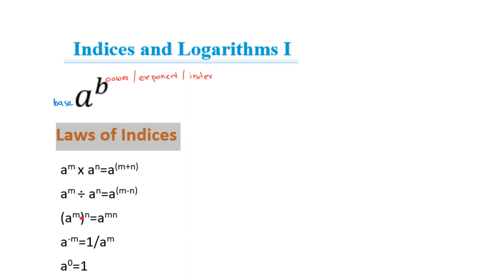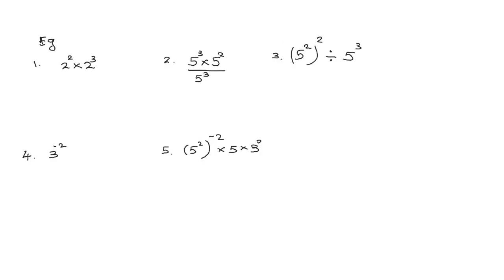Next you have a to the power m to the power n, power of power. So that is equal to a to the power mn. Here you multiply the powers m into n. Next, a to the power minus m, that is equal to 1 over a to the power positive m. This is the reciprocal. Then a to the power 0, any power 0 is equal to 1. Let's see how to apply these laws in your calculation.